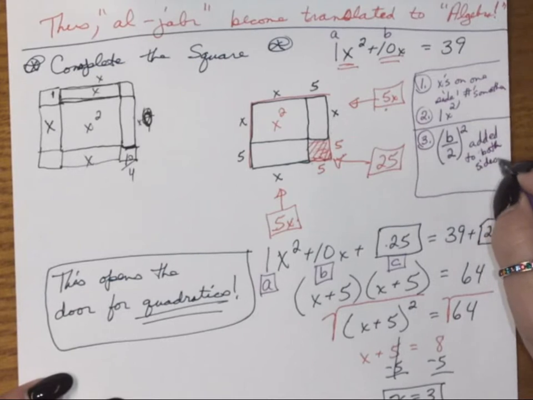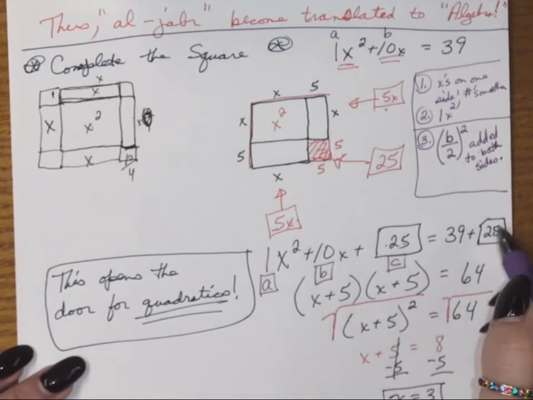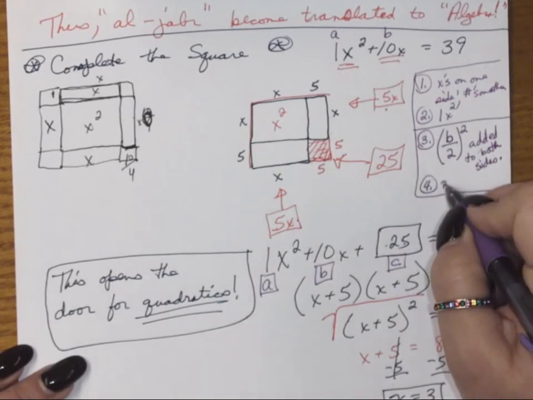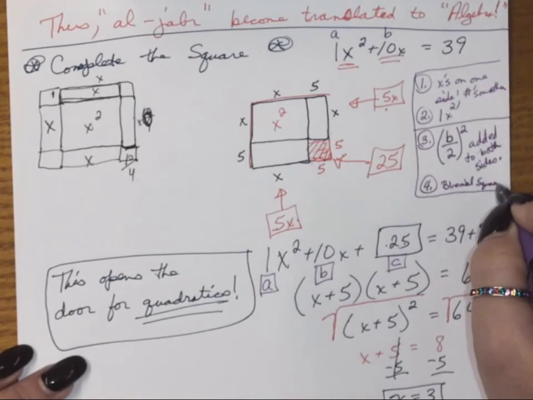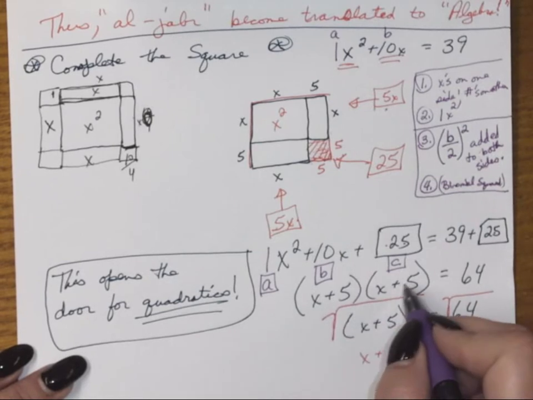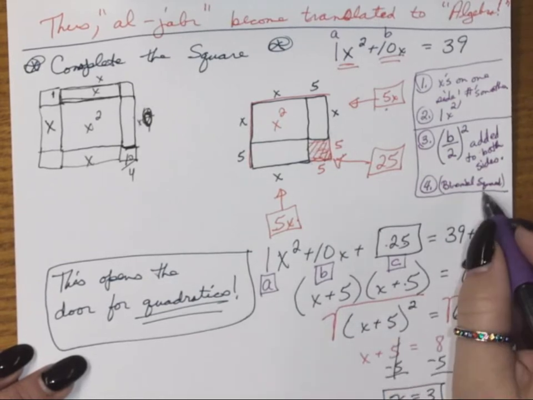If you don't remember this, maybe go watch a video on completing the square or something like that. I'm going to give you a couple of problems to work on, but that's the process. You add that number to both sides. And if we did it correctly, step 4 is we get a binomial squared. Okay, so that's what happened right here. I had x plus 5 times x plus 5. It was x plus 5 squared, so I got my binomial squared.